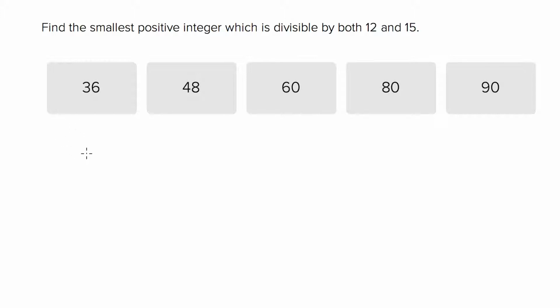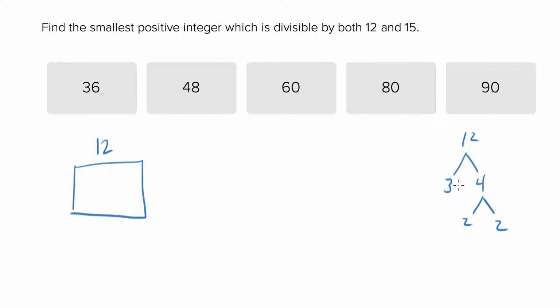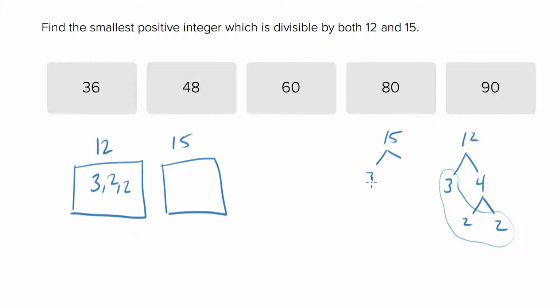So when I say pick a positive number which is divisible by both 12 and 15, let's look at the prime factorization of 12, which we can figure out by doing a factor tree. So 12 is 3 times 4. 4 is 2 times 2. So then read off the bottom row of this, and that is the prime factorization of 12. It is 3, 2, and 2. Let's also do the prime factorization of 15. 15 is 3 times 5. That's a pretty simple one.